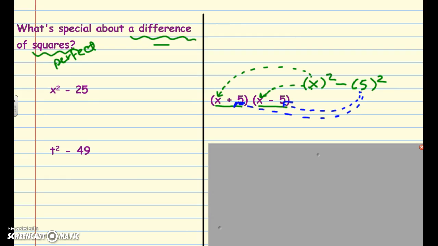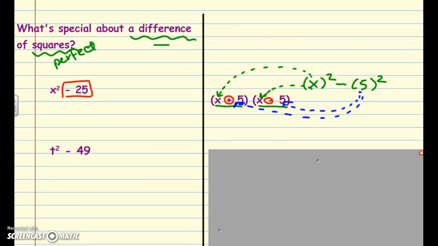Notice that one of them has the plus in the middle, and the other has the minus in the middle. That's because when you go the other direction and you double distribute, we need to make sure that we end up with this minus 25 at the end, and a positive times a negative gives us that negative 25. So knowing that with x squared minus 25, pause the video real quick and see if you can take care of t squared minus 49.